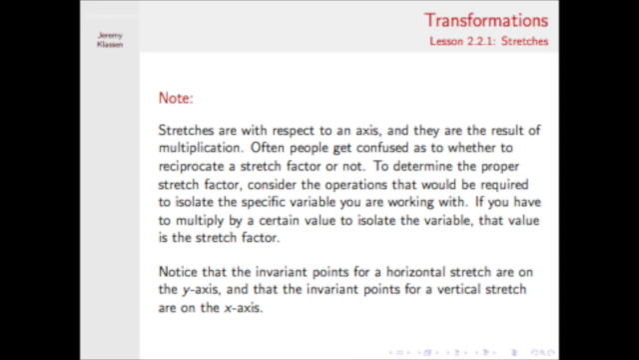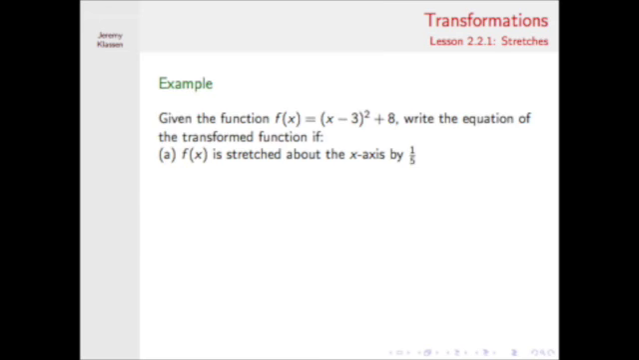The last thing I want you to notice here is that the invariant points for a horizontal stretch are on the y-axis. Horizontal stretches are either going to be away from or towards that y-axis that's in the center. And the invariant points for a vertical stretch are going to be on the x-axis. In the same way, vertical stretches are going to take points and move them either away from or towards the x-axis. Now let's take a look at our first example.